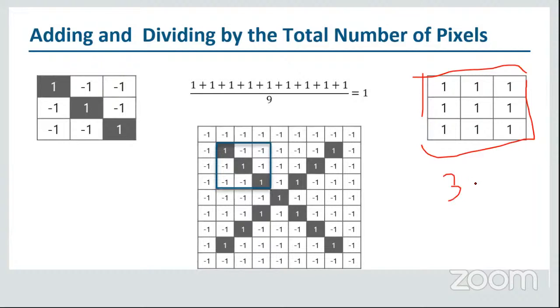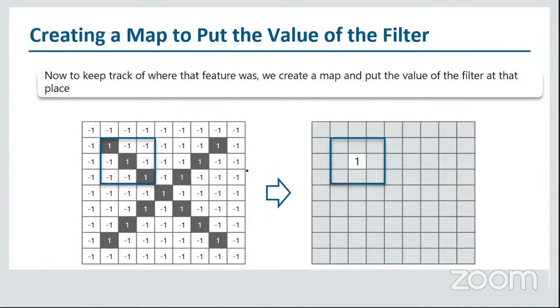Matrix. Now you know how exactly the matrix will help. This is a 3 cross 3, 3 rows, 3 columns. Now the addition of that becomes the numerator, 9. There are 9 values, therefore the denominator is 9. 9 divided by 9 becomes 1, which means the entire box gets the value 1. Once I do this, I put the value of 1 at the center. Now, to keep track of where that feature was found, we create a map and put the value of the filter at that place. So, we put a value 1 at that place.